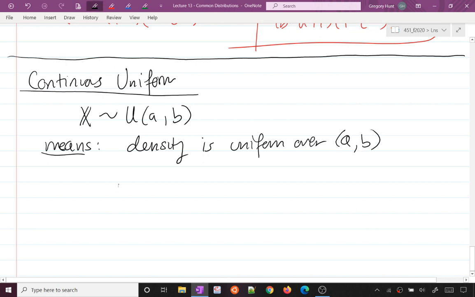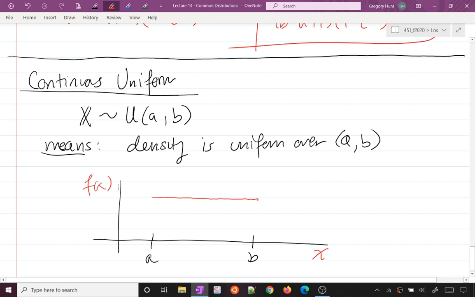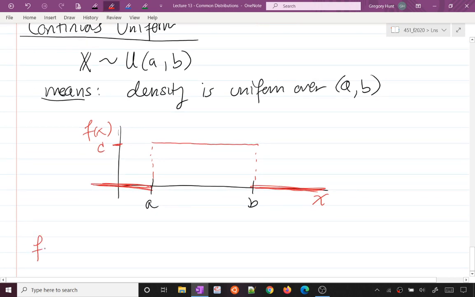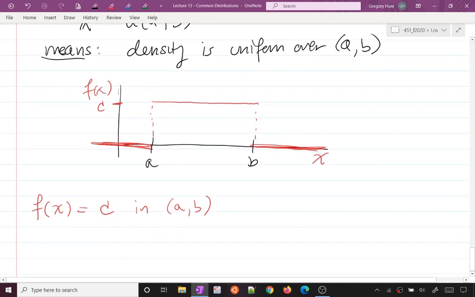So what will my PDF look like? It's continuous, so it's a PDF. If I look at f_X against x, over a to b it's going to be flat. It's uniform. And it's going to be 0 outside of it. So that's what my PDF is going to look like. You can draw dotted lines here if you want. And so there's going to be some value c where my PDF f_X is going to be c in this interval a to b and 0 elsewhere.